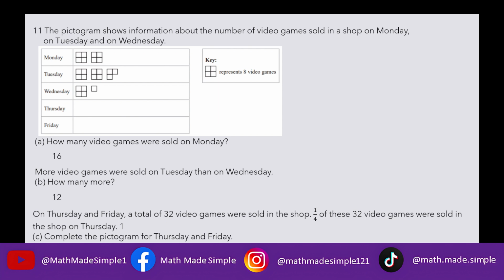On Thursday and Friday, a total of 32 video games were sold in the shop. A quarter of these 32 video games were sold in the shop on Thursday. Complete a pictogram for Thursday and Friday.